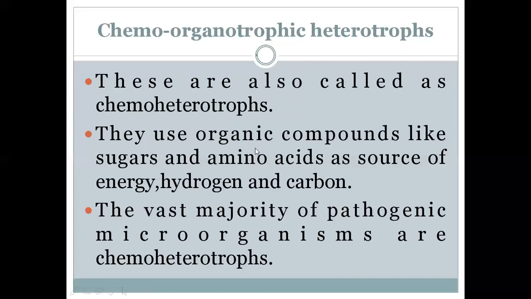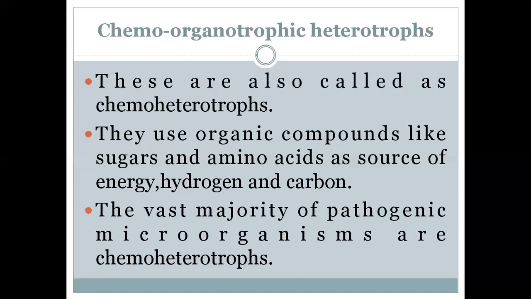They use organic compounds like sugars and amino acids as a source of energy, hydrogen and carbon. So as I said, these organisms cannot utilize sunlight, so they are using these compounds as an energy source. These amino acids or sugars are utilized as a source of energy and a source of hydrogen and carbon also.